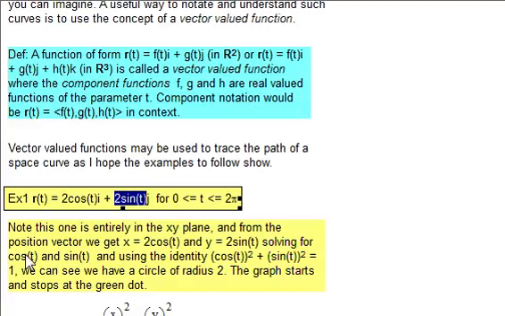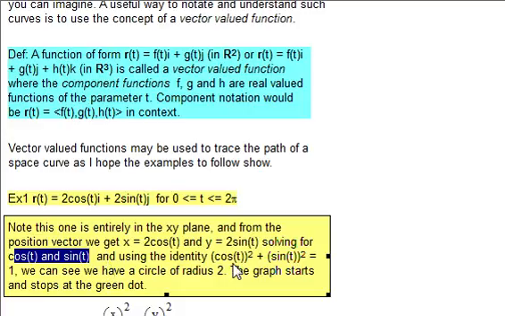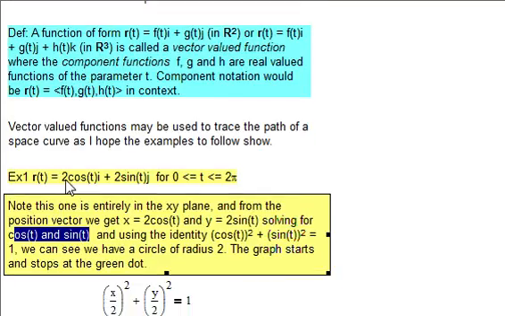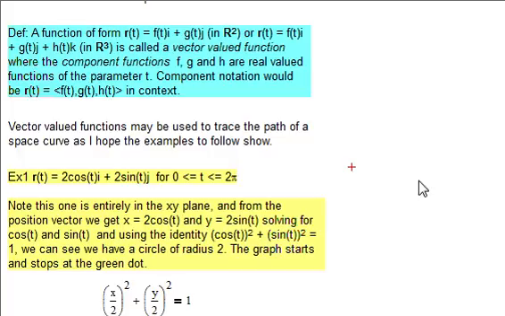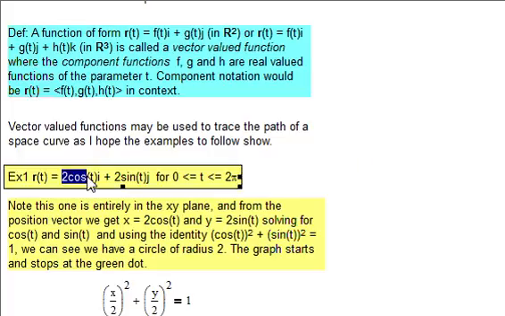And so, to simplify this one in particular, because we have such nice component functions, cosine of t and sine of t, we can solve for cosine and sine of t using the trig identity cosine squared of t plus sine squared of t is equal to 1. You should be able to see this describes a circle of radius 2. So the graph starts and stops at the green dot.